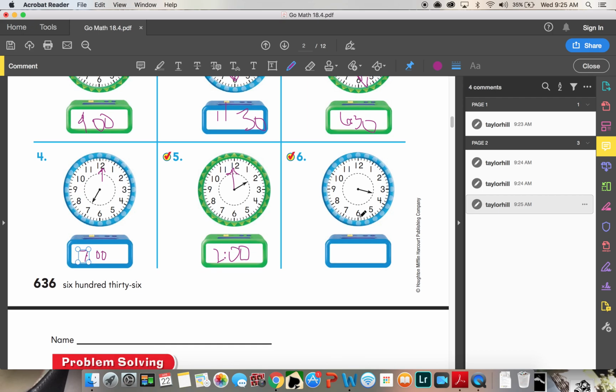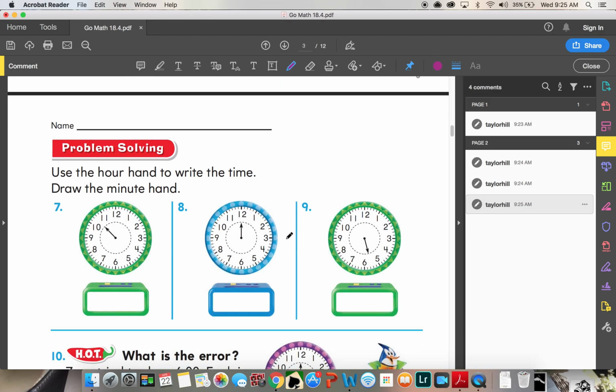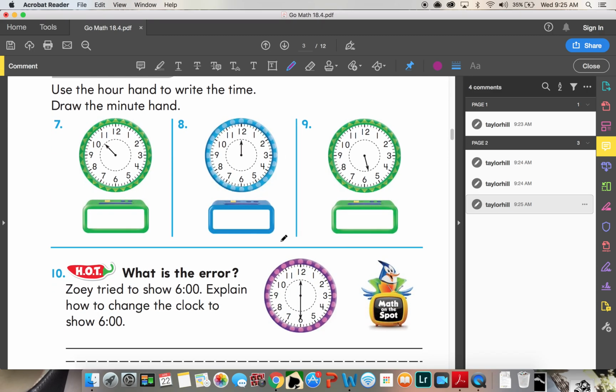Okay, number 6. The hour hand is in between the 3 and the 4, so that makes it 3:30. We're going to draw the minute hand to point to the 30, so 3:30. All right, use the hour hand to write the time, draw the minute hand. We're going to do the same thing that we did before. The hour hand is in between the 10 and the 11, so we're going to draw the minute hand to the 6, which signals 10:30.